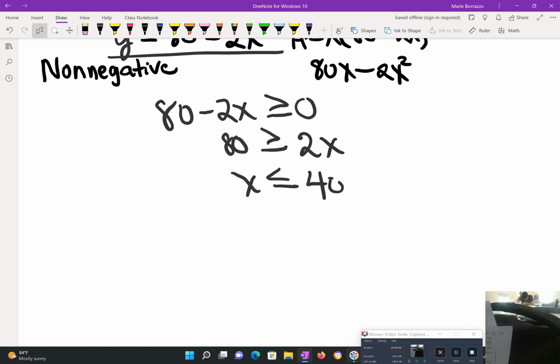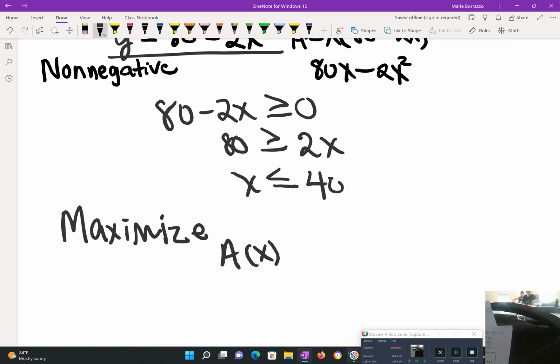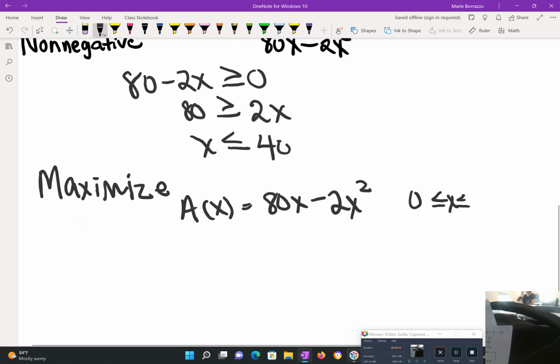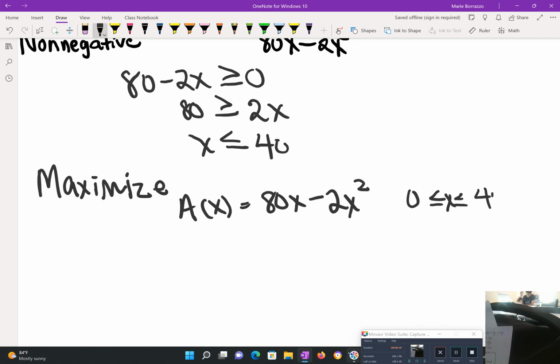Just want to make sure I'm not missing anything because I wrote a ton of notes. So we want to maximize the area. We know that A of x, the area of x, is going to equal 80x minus 2x squared. And that x has to be between 0 and 40. So far, is it registering? Easy to follow me? Okay, good.